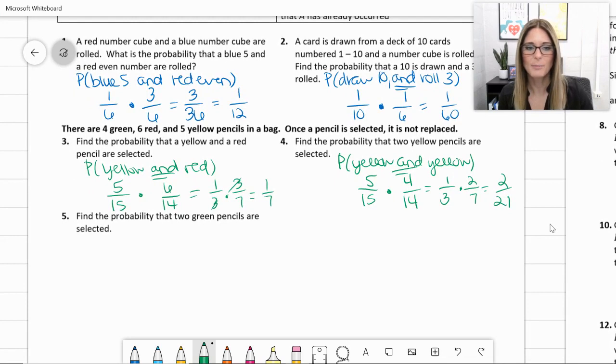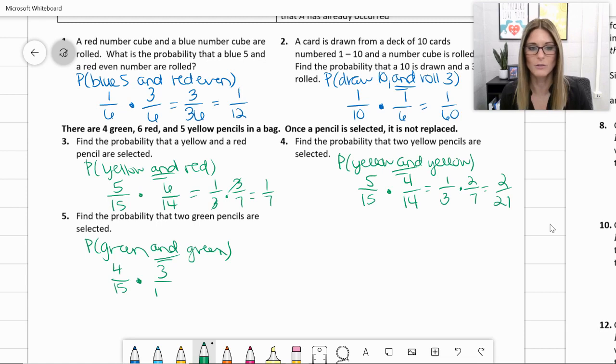Number 5, find the probability that 2 green pencils are selected. So a green and a green. All right, how many green did we have? 4 out of 15 total. And multiply your probabilities together. Another green. Now there's 1 less green, right? 3 out of 1 less total pencil, 14. On this one, I'm going to multiply these really quickly by reducing down to 2/7 across and 1/5 across the other way so that I have 2/35.